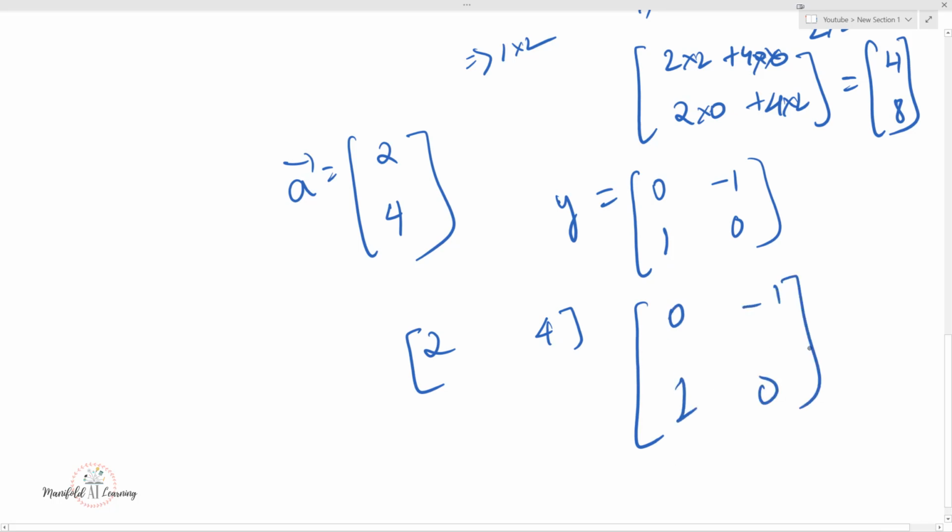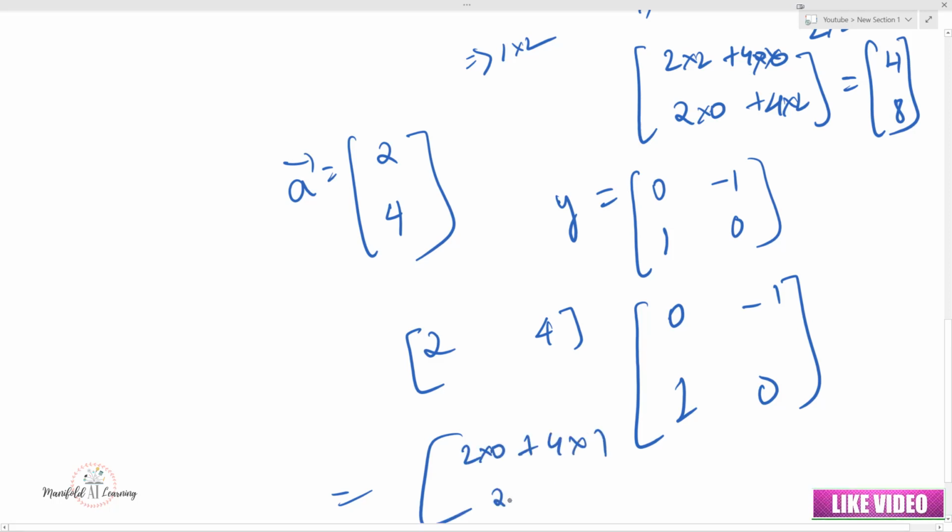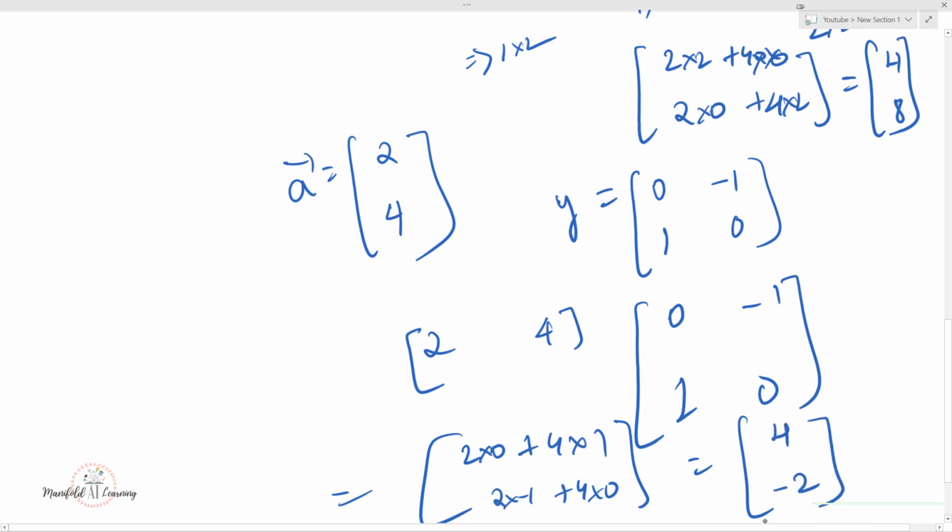Now as a result of performing this matrix multiplication, this would result in 2 into 0 plus 4 into 1, and 2 into minus 1 plus 4 into 0. So if we find the output, this will be 4 and minus 2.